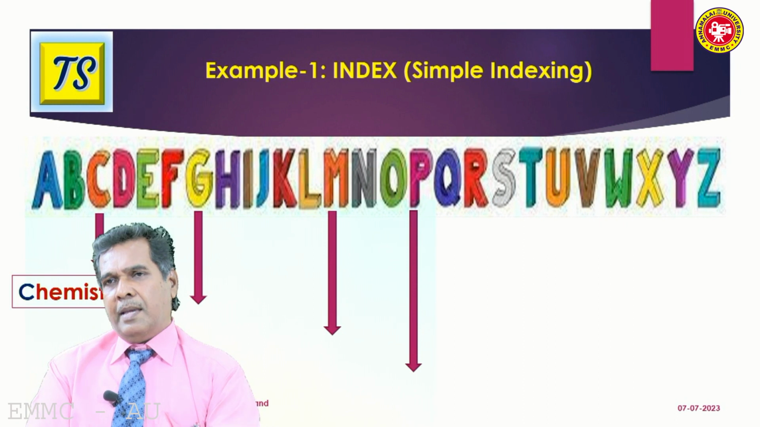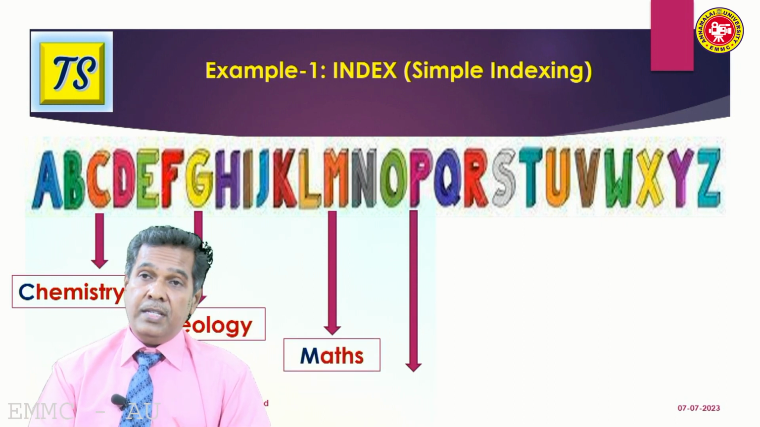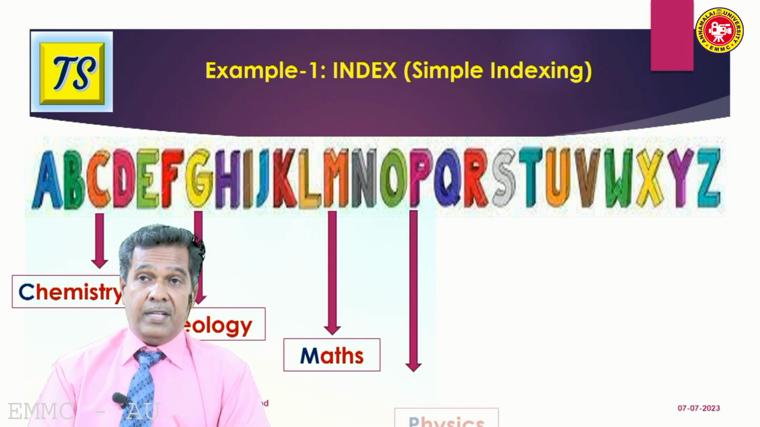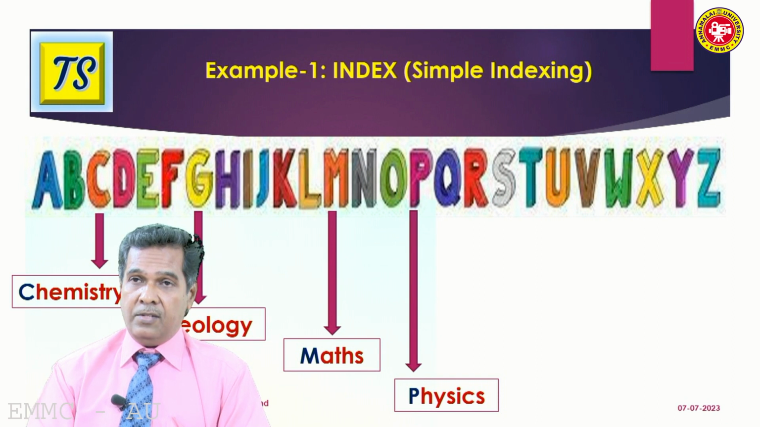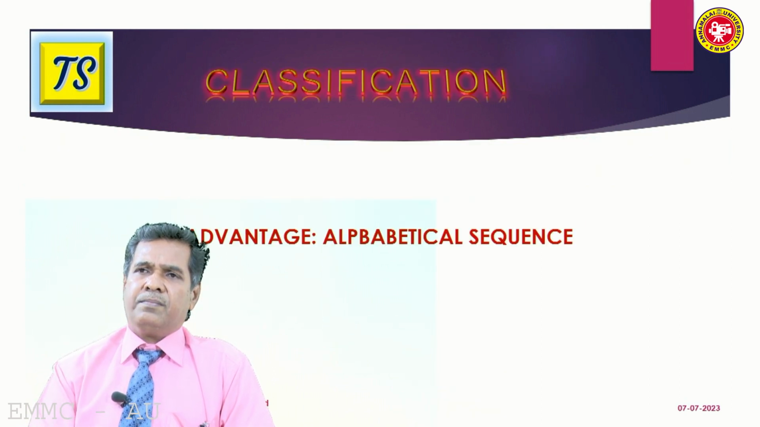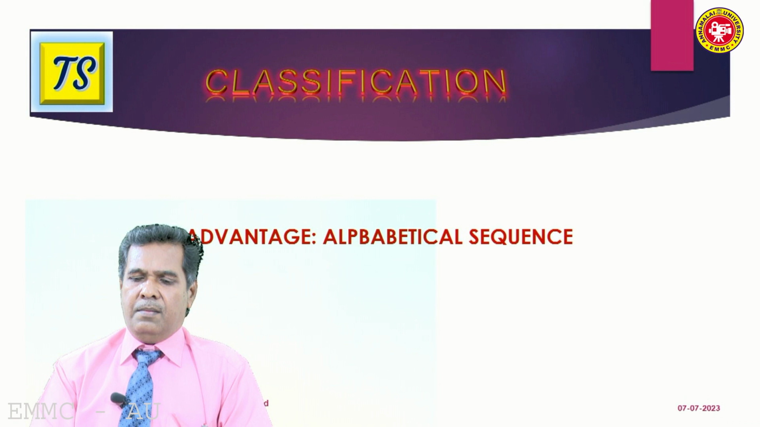If the subject is chemistry, it will be arranged under C. If it is geology, it will come under G. If it is maths, M, and so on. The alphabetical arrangement will not be helpful all the time. Let us see what are the advantages and disadvantages of this method.